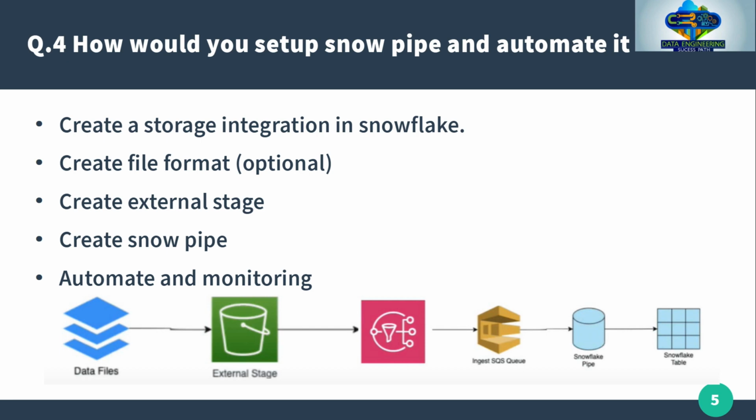Then you have to monitor the Snowpipe. For monitoring Snowpipe performance and data load activities, you can simply run a command like SELECT SYSTEM$PIPE_STATUS and then give your pipe name. It will show you all the status of your pipeline execution. So this is how we can set up Snowpipe in an automated way through which data will be loaded.